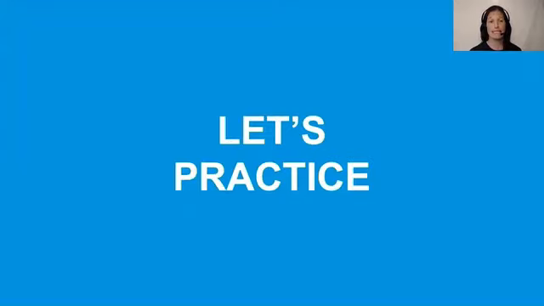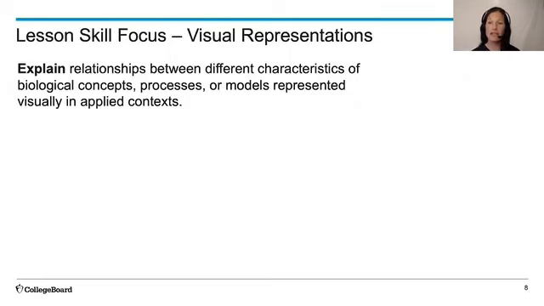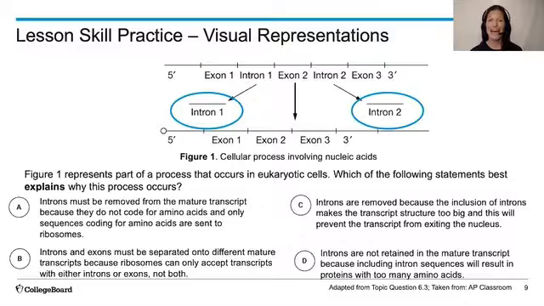So let's practice this. Remember, our skill that we're working on today is visual representations. We're going to be asked to explain relationships between different characteristics of biological concepts, processes, or models that are represented visually in applied contexts. So here is that visual representation. I would like you to pause the video, take a look at this figure and question, pick the answer that you think is the best one. Pause the video while you do that, and then come back to me when you have your answer.